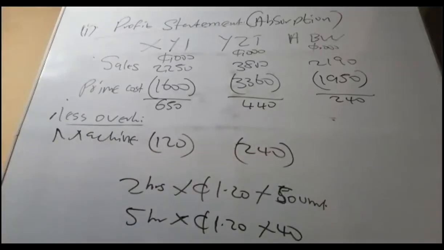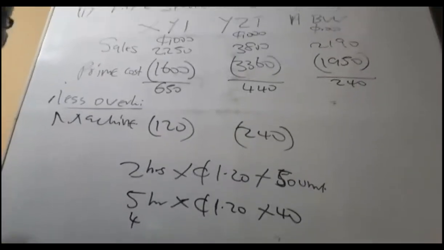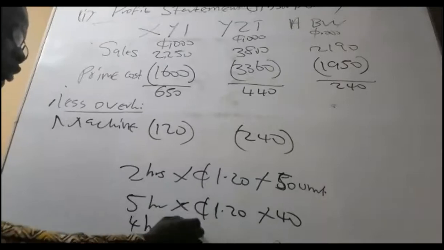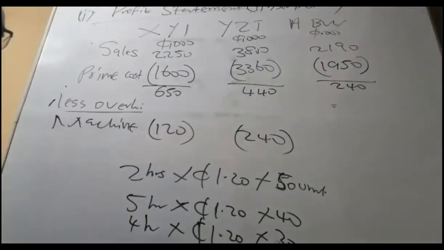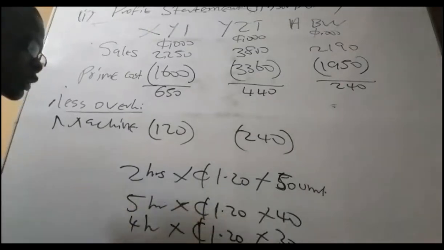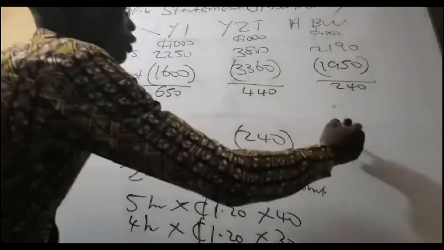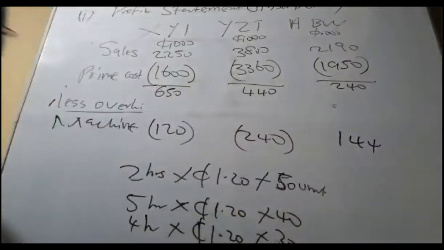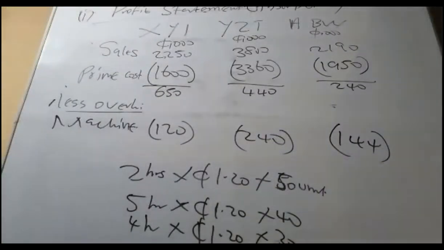Kindly confirm. Great. So the last one will be 4 hours times 1.2 Ghana cedis times 30. And that'll give us 144. 120 and this will give us 144. So 144. Then you subtract. So this is the machine department. There are 2 departments here, right?